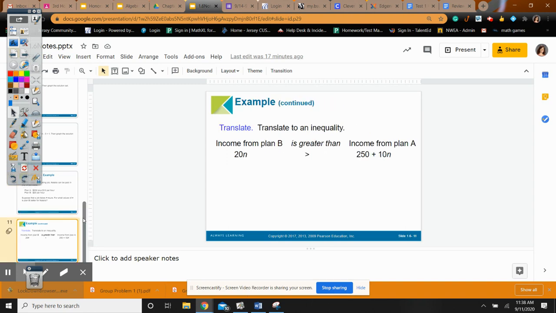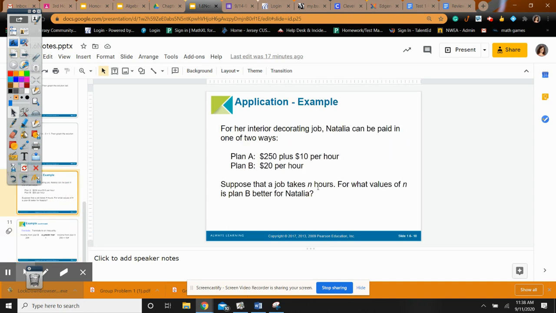Okay, there will be some word problems. They're not too hard. I like to treat them like an equal sign sometimes and then go back and figure out when it's a better deal after the fact. So I'm not too worried about your equations, but make sure you realize that these are inequality type of problems. So Natalia can be paid in one of two ways. She can get $2.50, that's the initial condition, plus $10 an hour, or she can get $20 an hour.